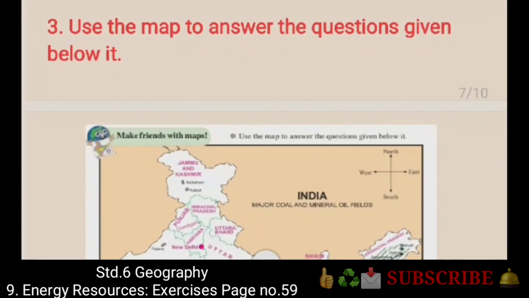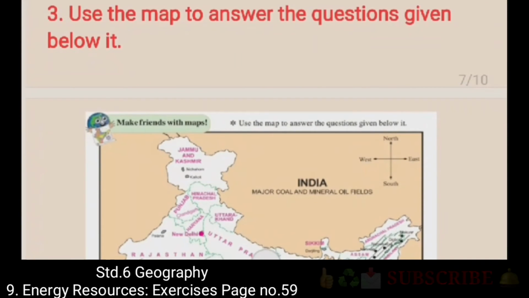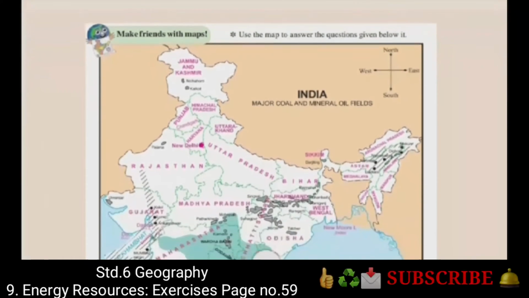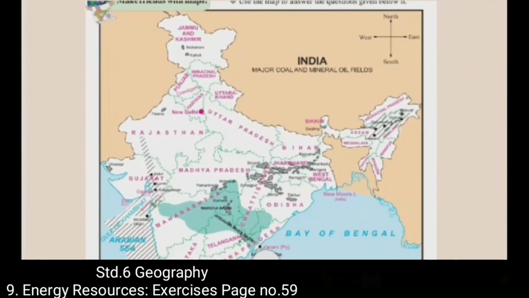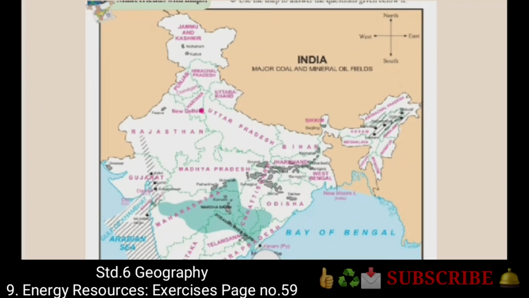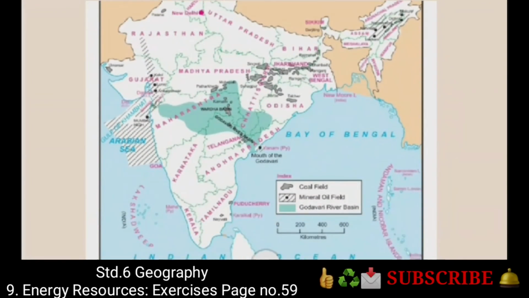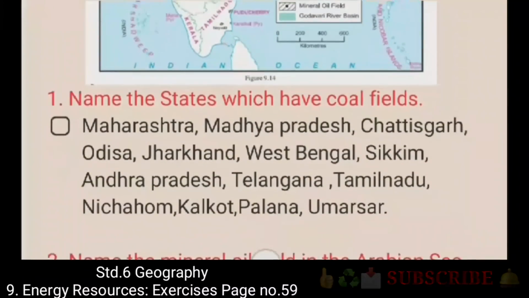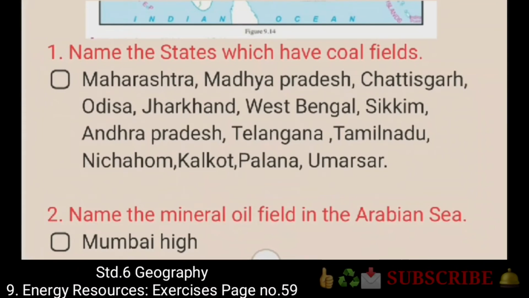The third, use the map to answer the questions given below it. Students, you need to watch this map carefully and then you have to answer the questions. Let's start. 1. Name the states which have coal fields.